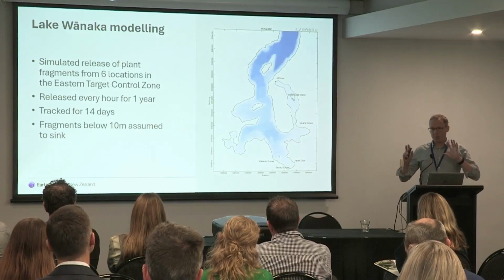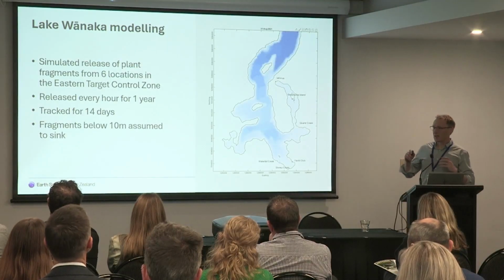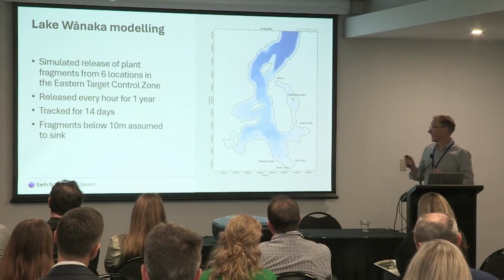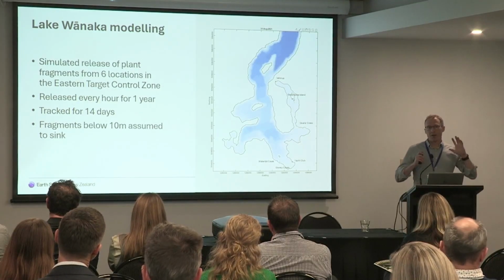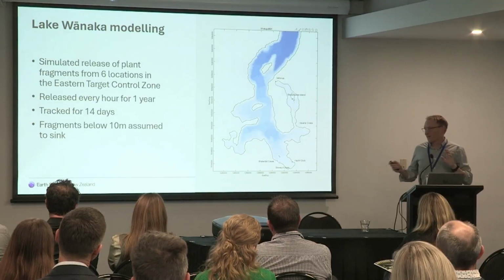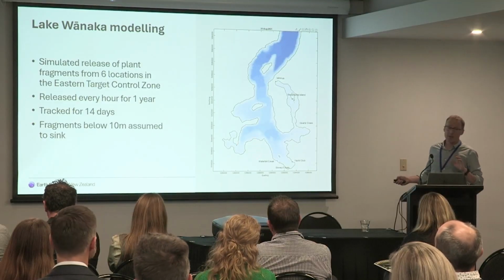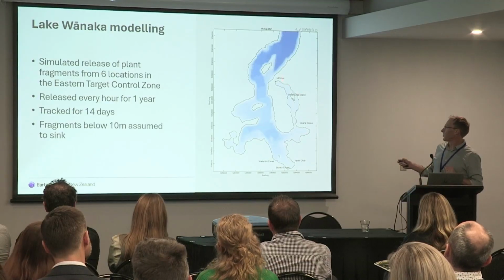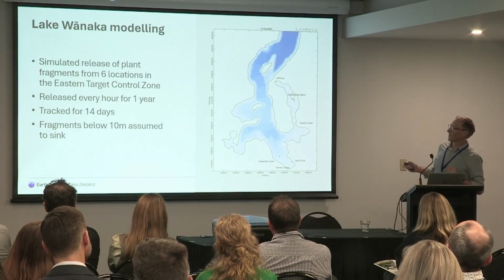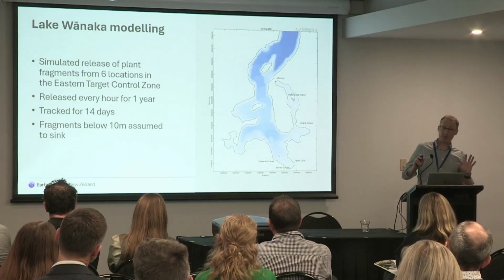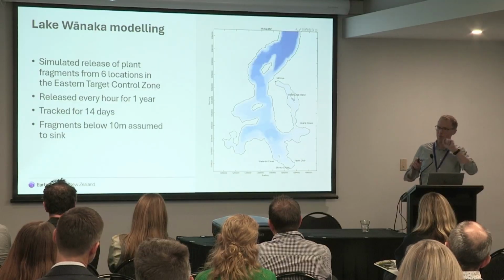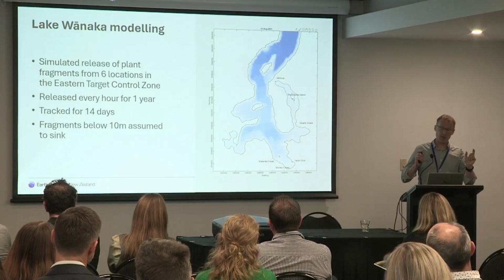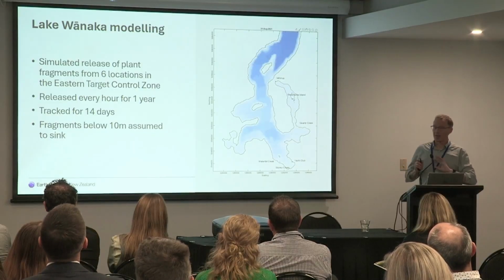So I'm going to present some modelling here where we have simulated how fragments of Lagarosiphon that might be broken off will be transported around the lake. In the model here, we're releasing plant fragments from 6 locations, 3 of those in Roy's Bay, and 2 in Stevenson's Inlet and 1 just outside Stevenson's Inlet. When this starts playing in a moment, you'll see little dots moving around, which are plant fragments or particles representing plant fragments. They're released every hour.